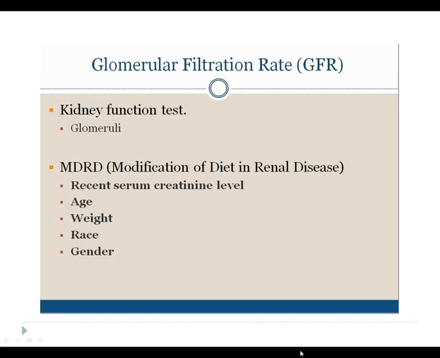The GFR is a test used to check how well the kidneys are functioning. It estimates how much blood passes through the tiny filters, or the glomeruli, in the kidneys each minute. GFR uses the MDRD, or the modification of diet in renal disease equation, to calculate safe levels. The MDRD equation uses a recent serum creatinine level, the patient's age, weight, race, and gender to calculate the GFR.